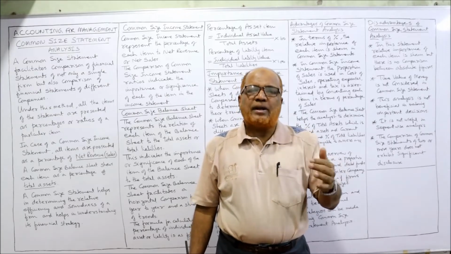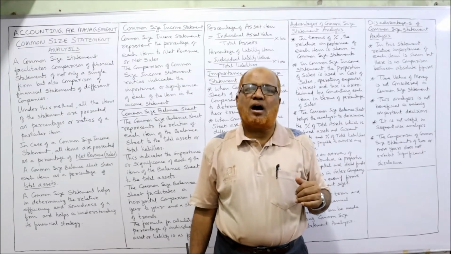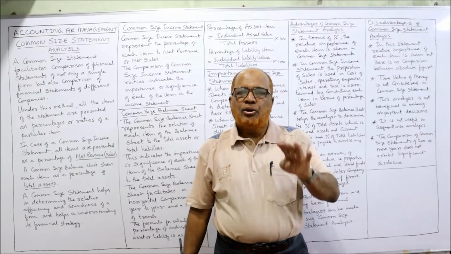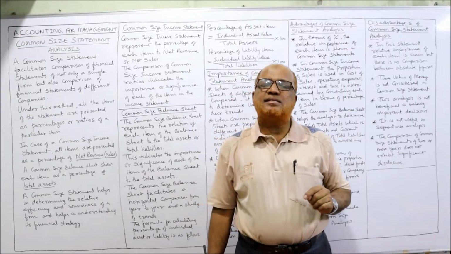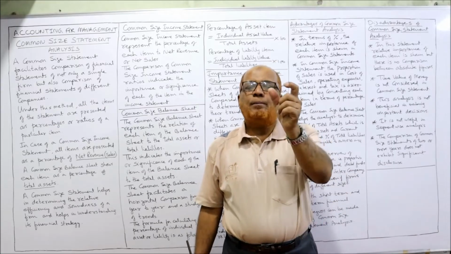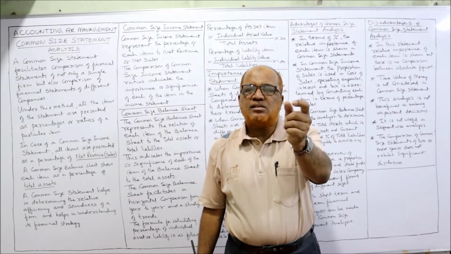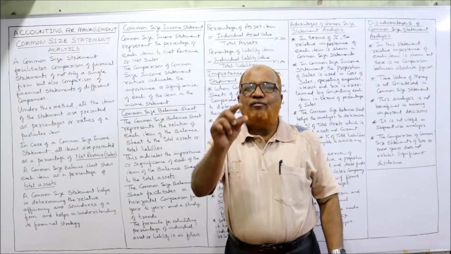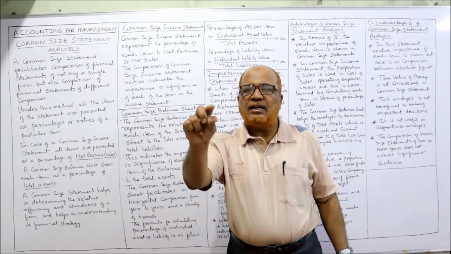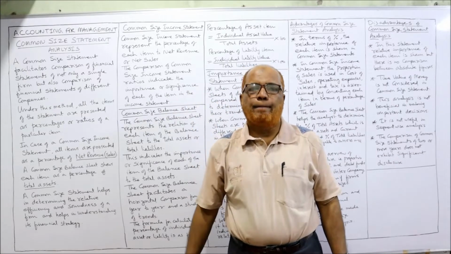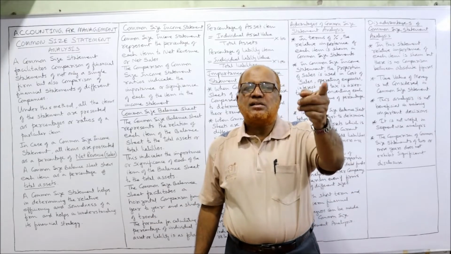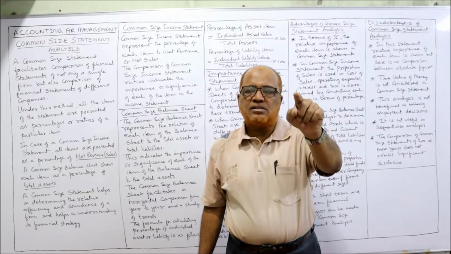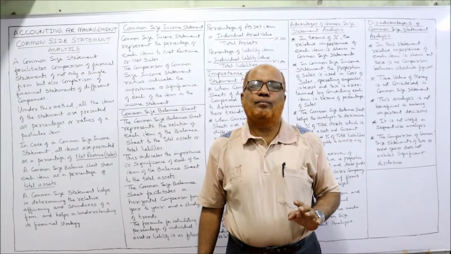Now, in the case of purchases, the purchases are 4 lakh. So 4 lakh are the purchases and 10 lakh are the sales. Now we calculate what is the percentage of purchases on sales. So 4 lakh divided by 10 lakh into 100, we'll get 40%. So simply we can say the purchases are 40% of sales revenue.